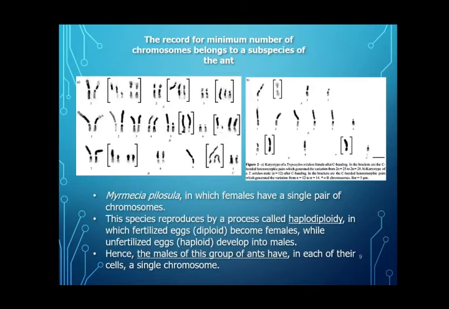The record for minimum number of chromosomes belongs to a subspecies of the ant, Myrmecia pilosula, in which the females have a single pair of chromosomes. The species reproduces by a process called haplodiploidy, in which fertilized diploid eggs become females, while unfertilized haploid eggs develop into males. Hence, the males of this group of ants have in each of their cells a single chromosome.